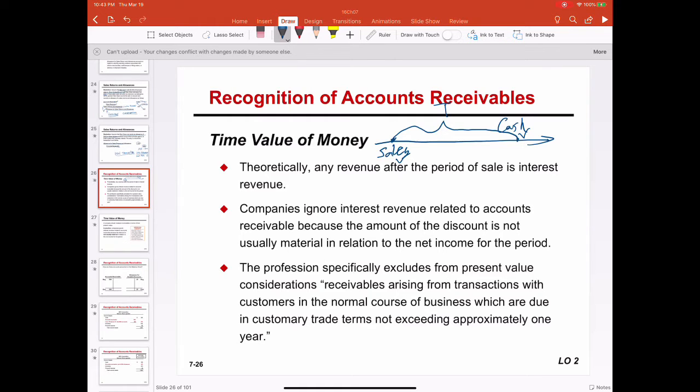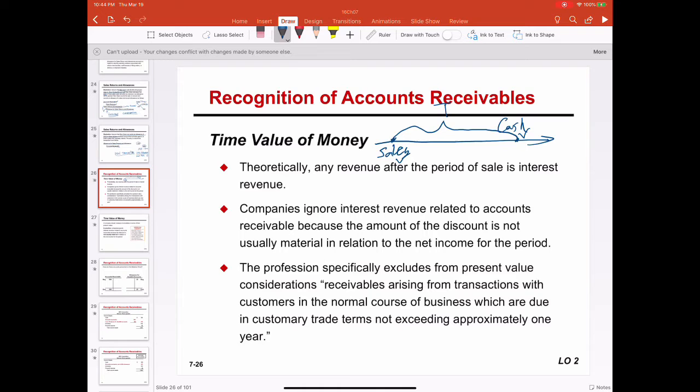And we learned in chapter 6 about time value of money. So are we going to account for the time value of money? Yes, if it is probable. But mostly we do not account for the time value of money for accounts receivable in the assets valuation. The reason is usually accounts receivable will be received in a short time. And also the amount is not material, so there's a trade-off between costs and benefits.